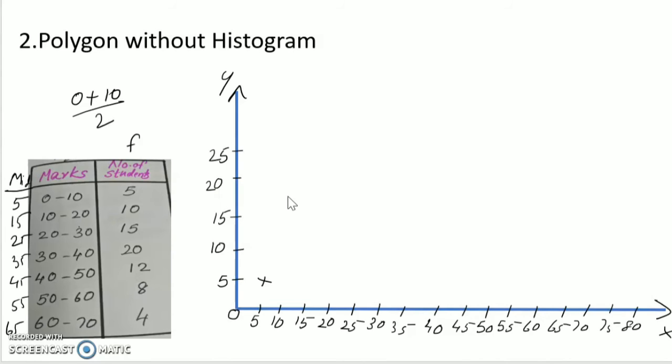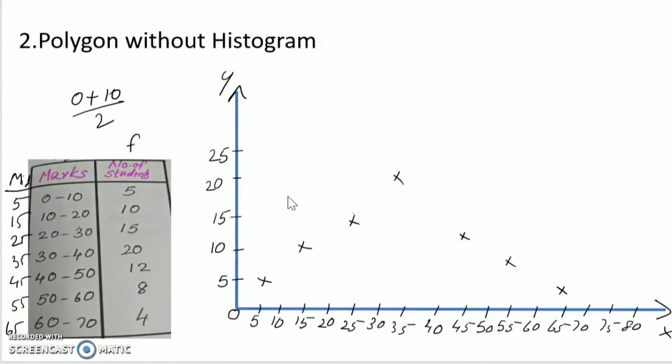Then the next point is 15. 15 is the mid value, and corresponding to that we have to mark 10, and then 25. Corresponding to 25 we have to mark 15, corresponding to 35 we have to mark 20, corresponding to 45 we have to mark 12, and corresponding to 55 we have to mark 8. And corresponding to 65 we have to mark 4.